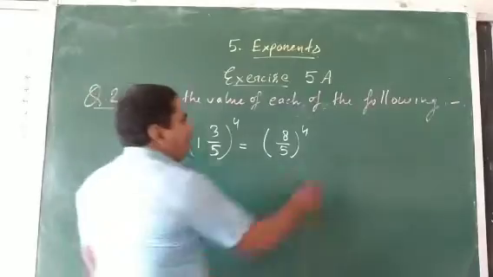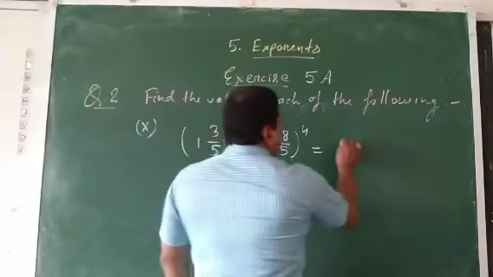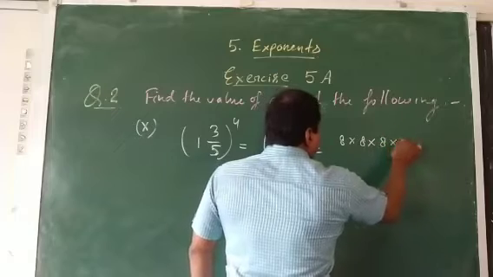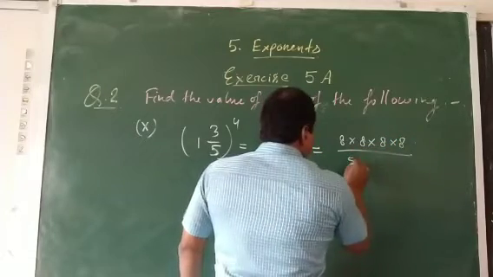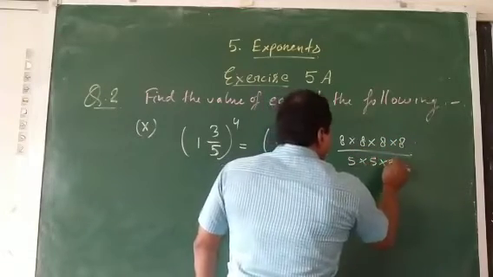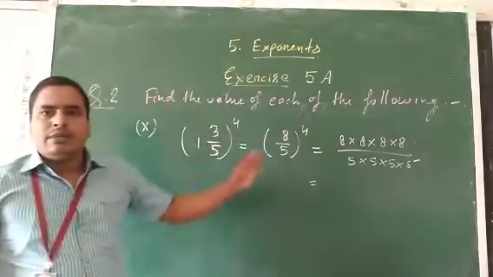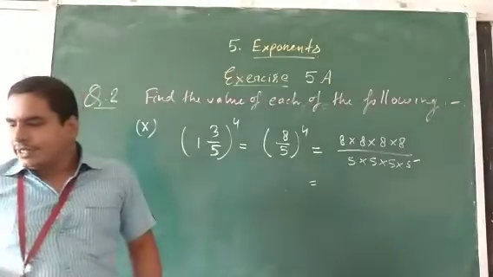Then solve this one: 8 into 8 into 8 into 8, 4 times, over 5 into 5 into 5 into 5, 4 times. Clear? Multiply this. You will get the answer.